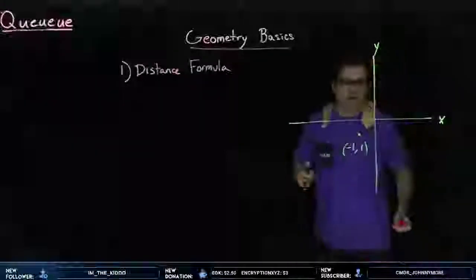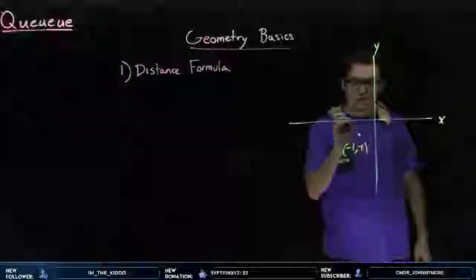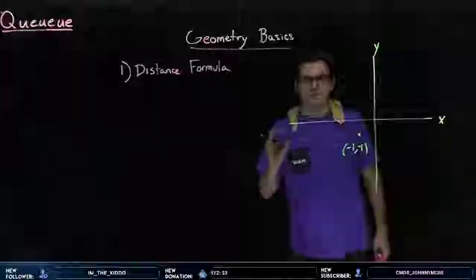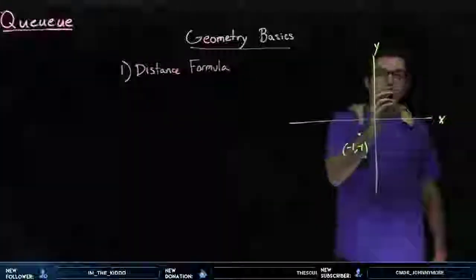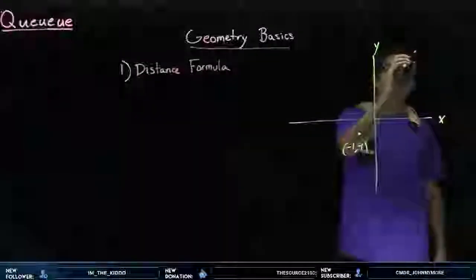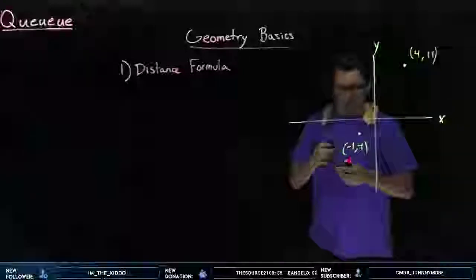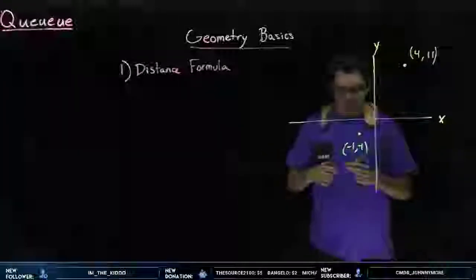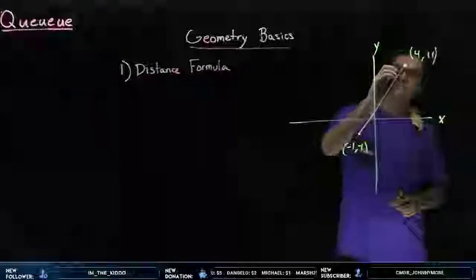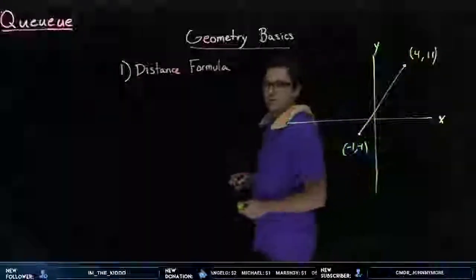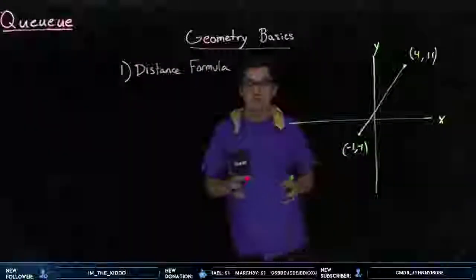And we're going to say -1, comma -1. And then we're going to go to 4, comma 11. So that's going to be right around here. And our question is, what is the distance between these 2 points right here? So there's a formula. The formula itself looks complicated. It's really not, and there are easier ways to remember it.